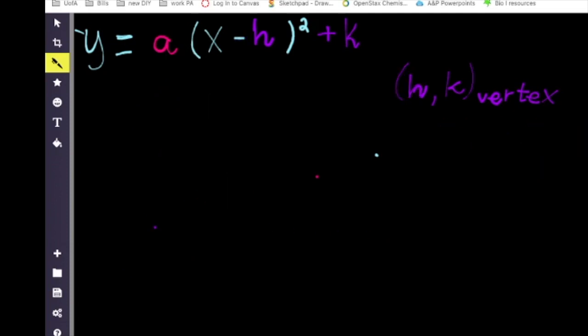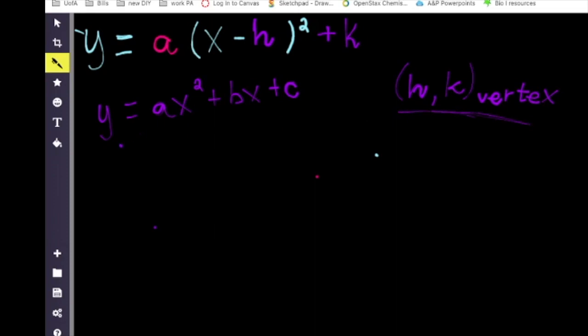One common way that you will also see quadratic functions written is y equals ax squared plus bx plus c. But this doesn't tell us as much as our vertex form equation, because yes, these are all just coefficients, but it doesn't give us any information about the vertex.